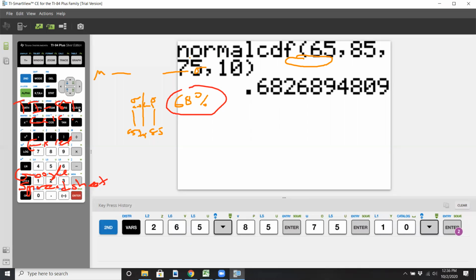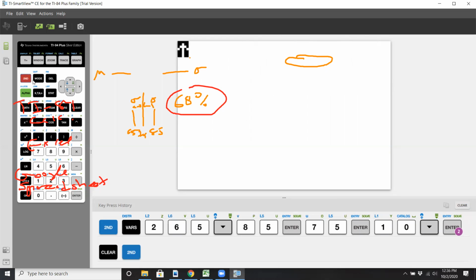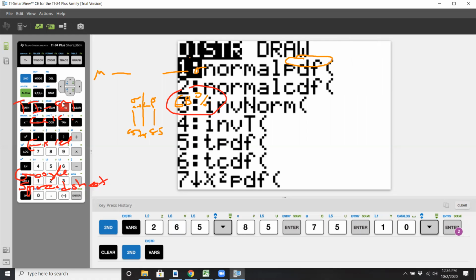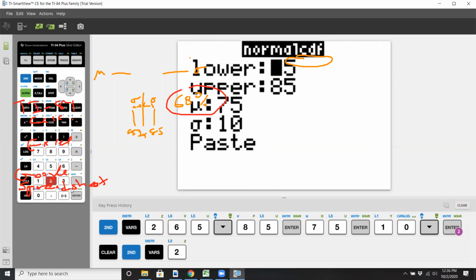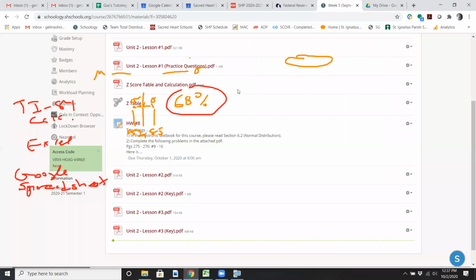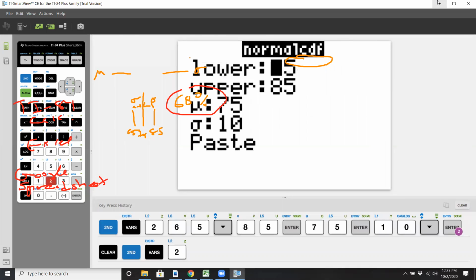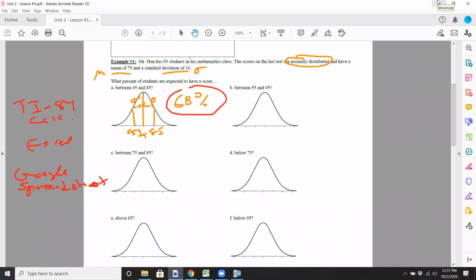So again, just to walk you through it, hit second vars, that's a distribution feature. Select option 2, normal CDF, because of the cumulative density, we talked about cumulative density in our last class. And punch in the lower and upper parts of your range, and there you go. Really simple. So going back to the notes, let's look at some other ones here.